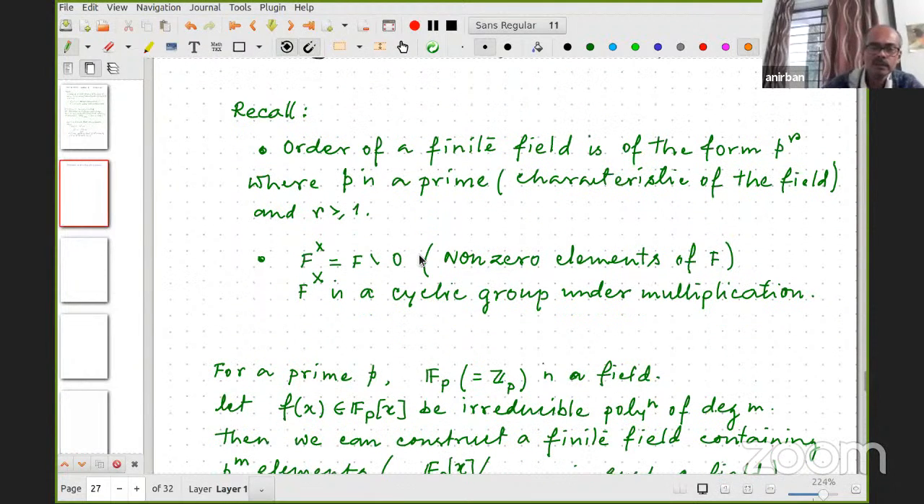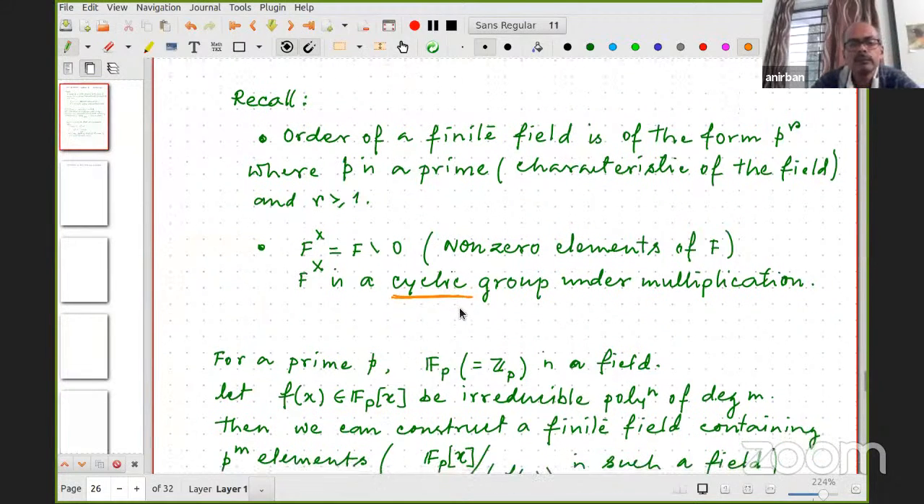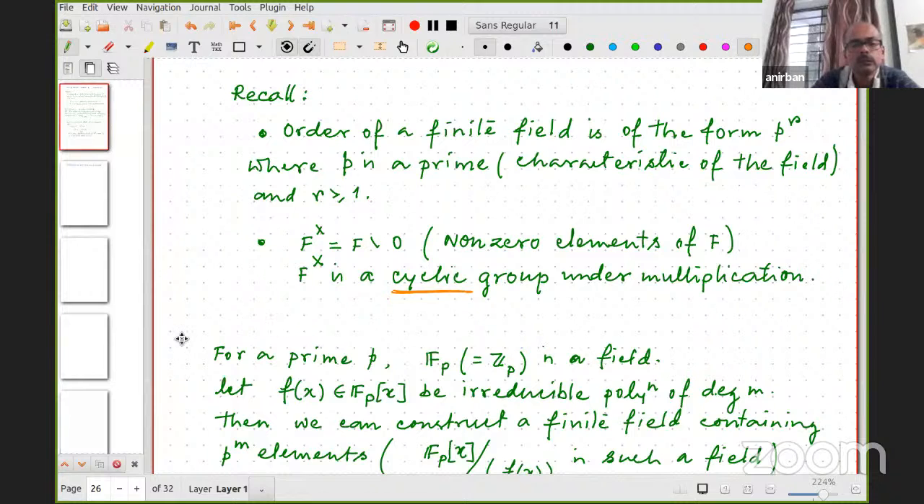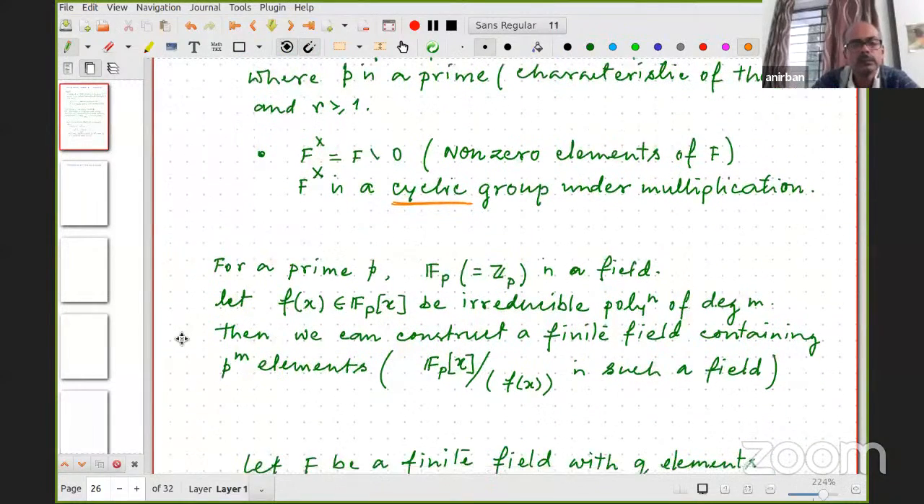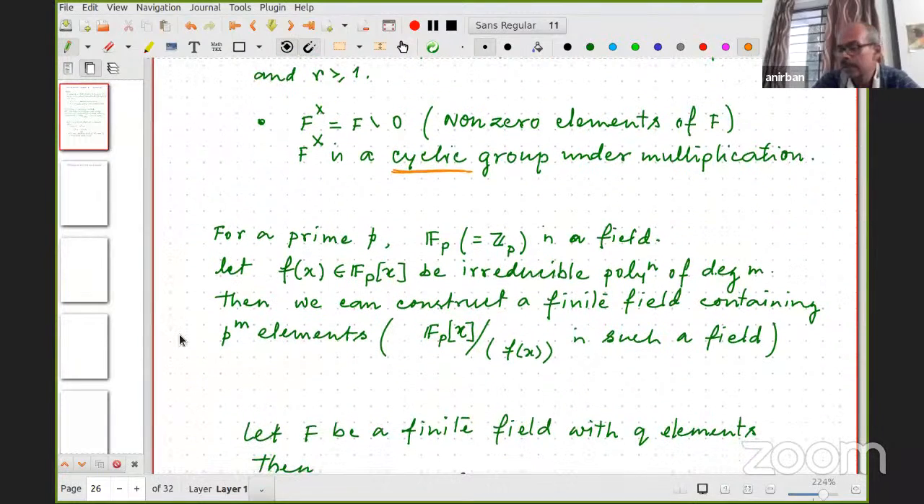The second important proof was this, that the non-zero elements of F is of course a group under multiplication, but interestingly it's a cyclic group. So that's the point. And then we saw a general construction.